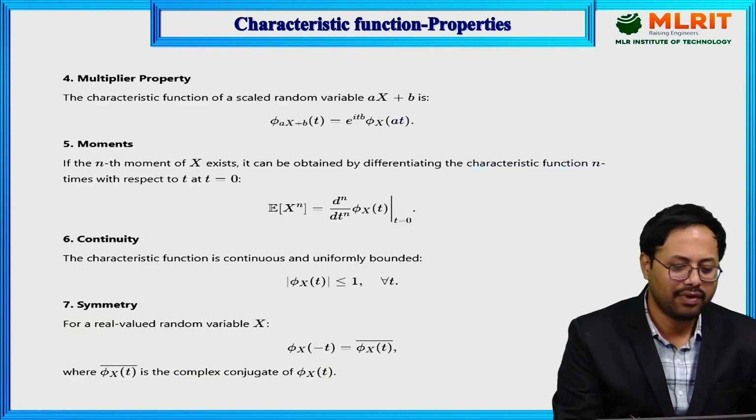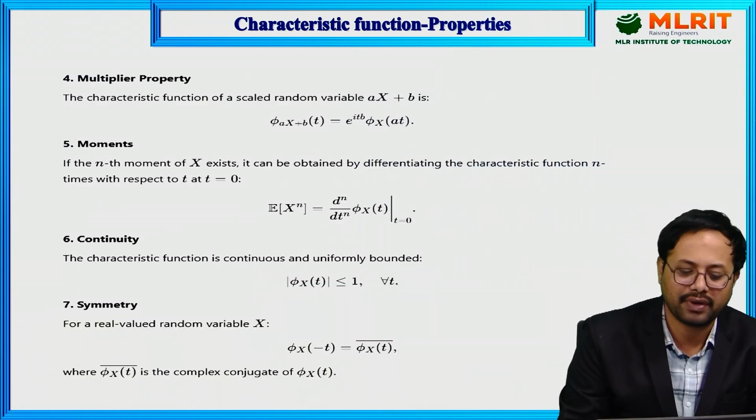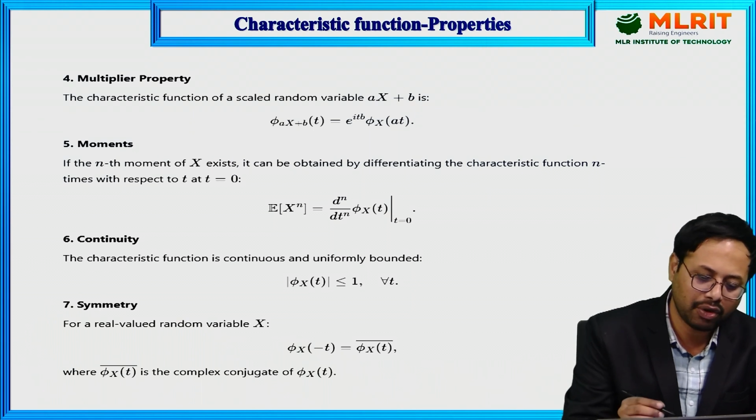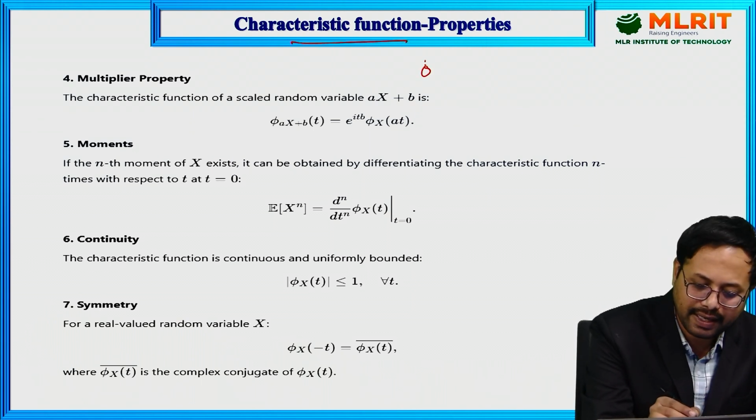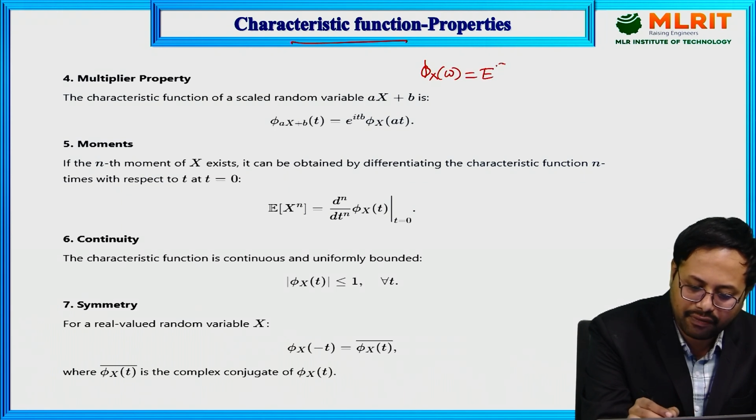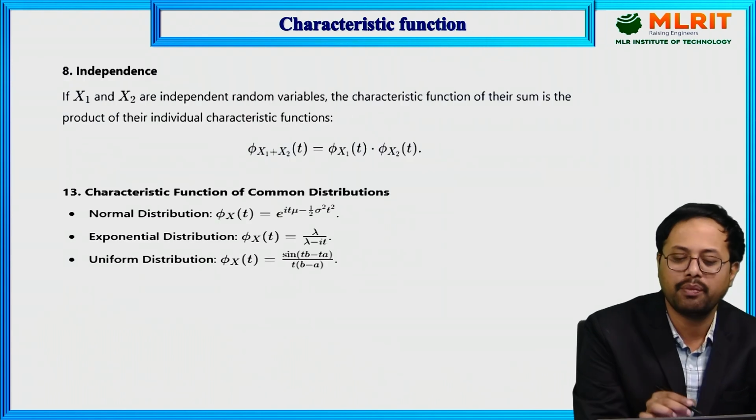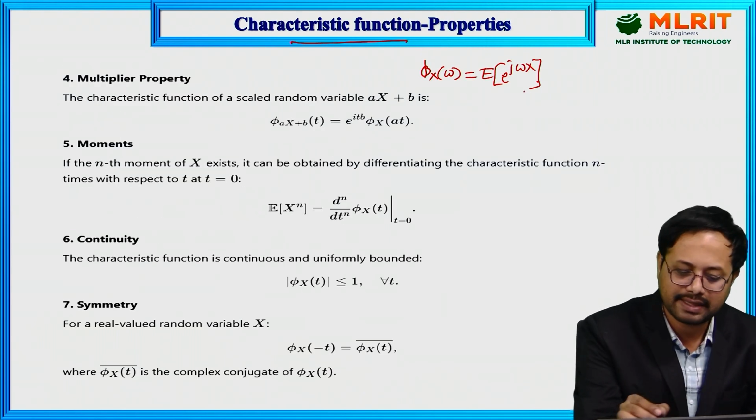Now next, we will discuss some of the properties of the characteristic function. First, you have to be clear about the definition of characteristic function: phi x of omega is equal to expectation of e power j omega x. This is the definition.